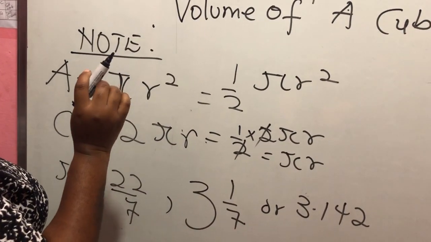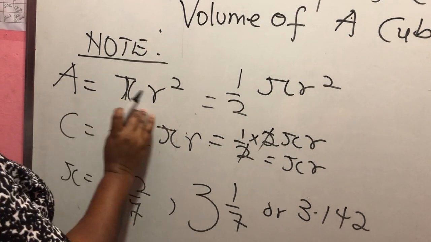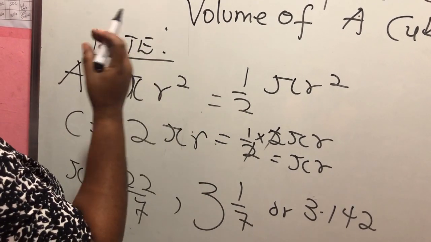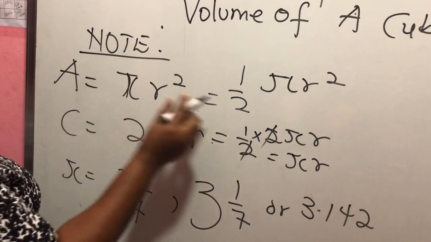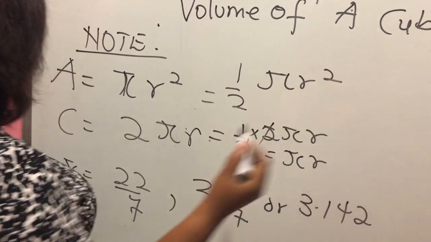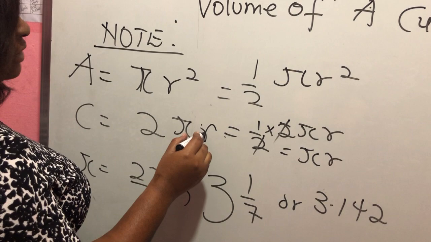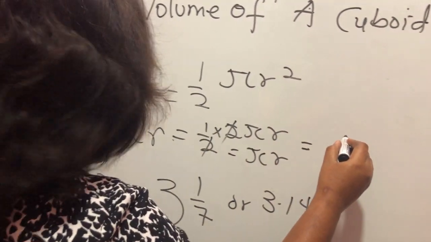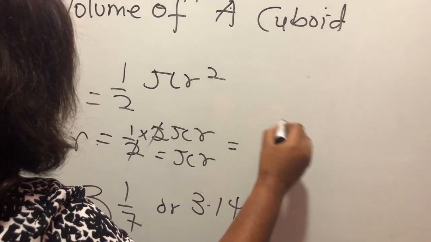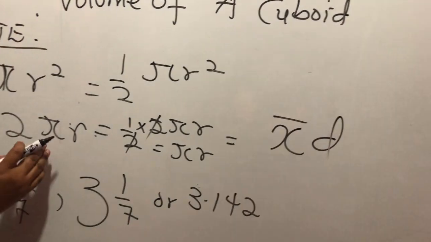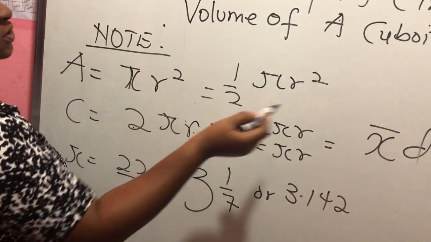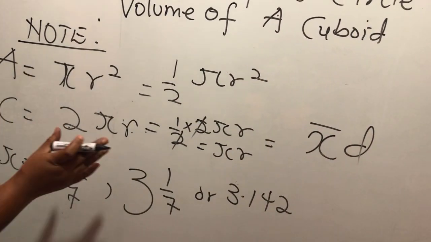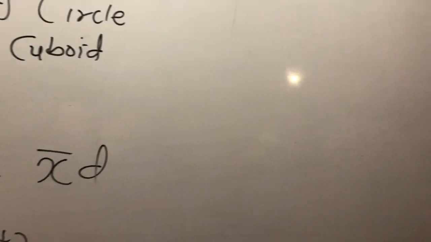Or if it is the area of a semicircle, it is half pi r squared. And you also remember that 2 times r is what? Diameter. So the circumference of a circle can also be given as what? Pi d. I hope you remember this, because 2 times radius is diameter. So the circumference can also be given as pi d.